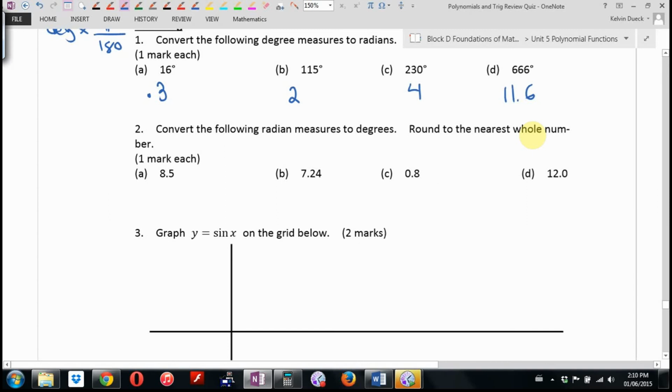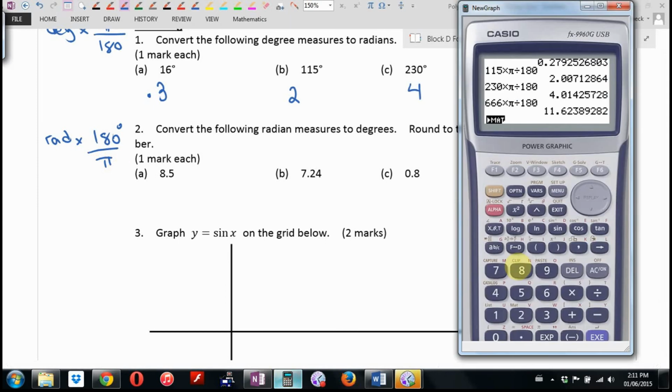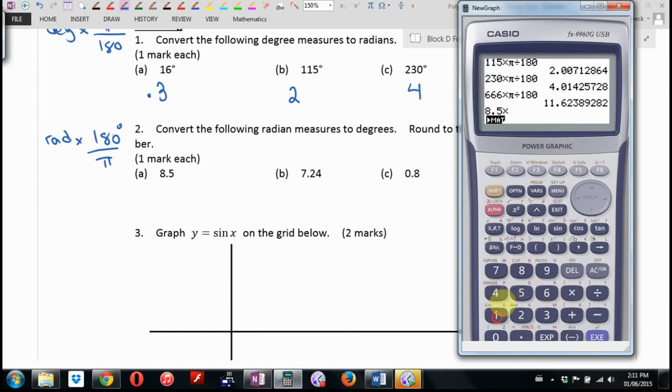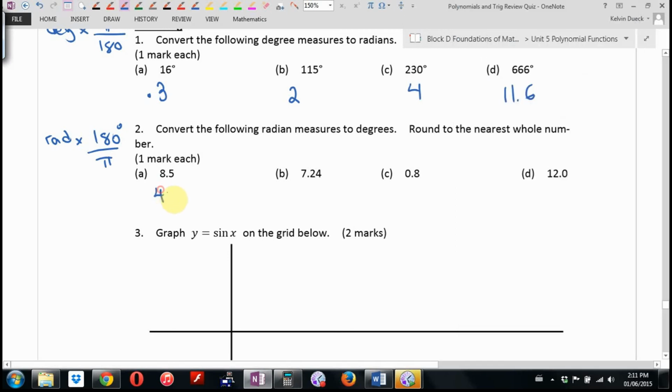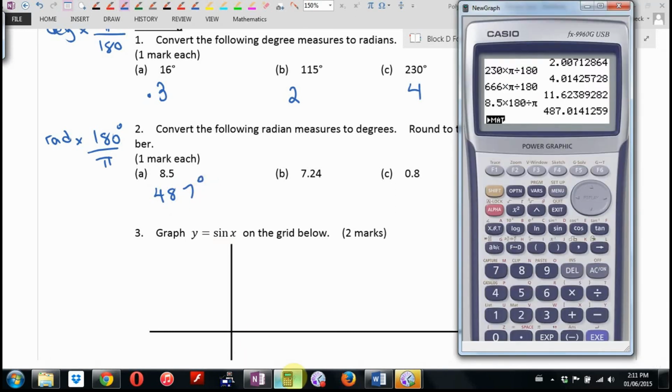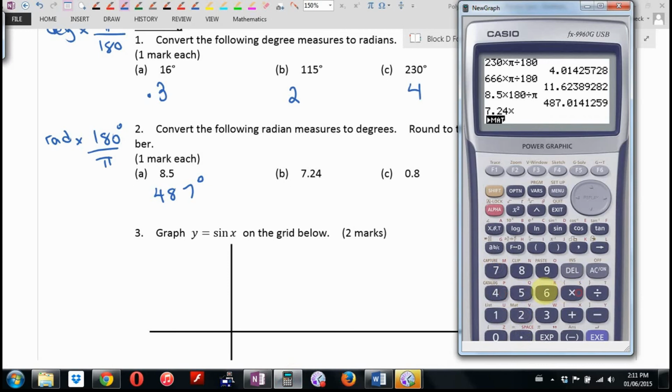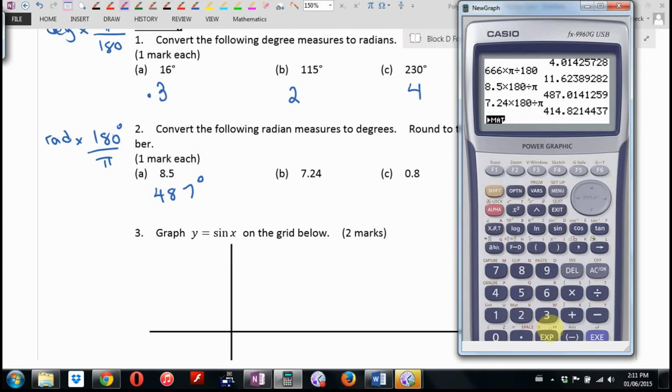How do I go from radians to degrees? I take the radians and I times it by 180 degrees and divide by pi. So this is going to be 8.5 times 180 divided by pi. 487 degrees. 7.24 radians. 7.24 times 180 divided by pi. 415 degrees.